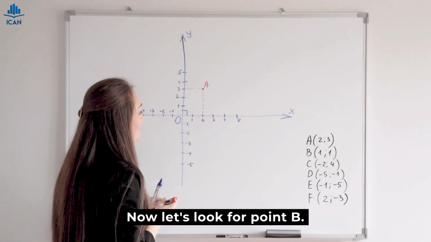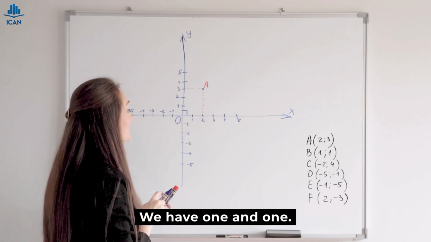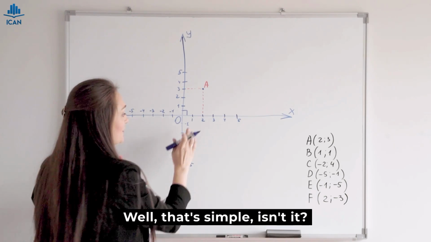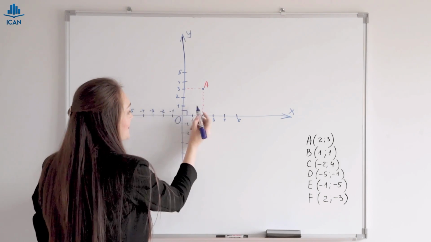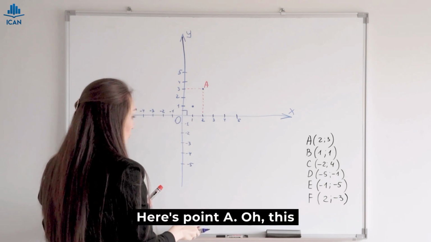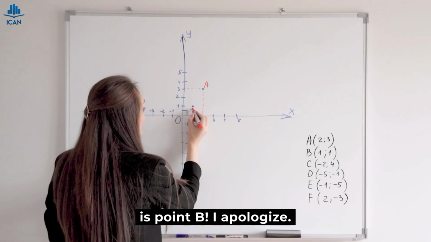Now let's look for point B. We have 1 and 1. Well, that's simple, isn't it? 1 here and 1 here. Here's point A. Oh, this is point B. I apologize. Point B.